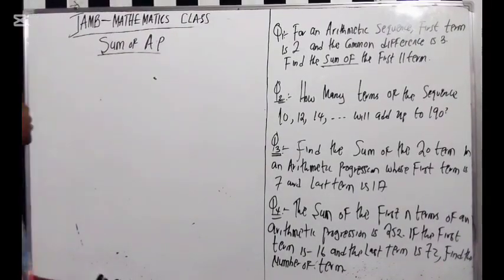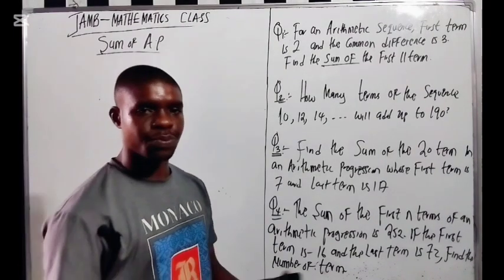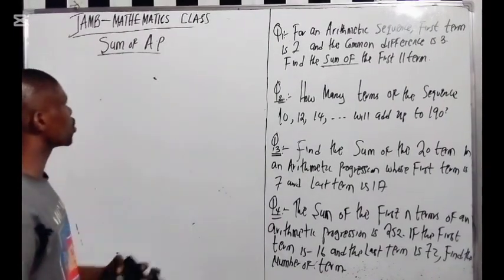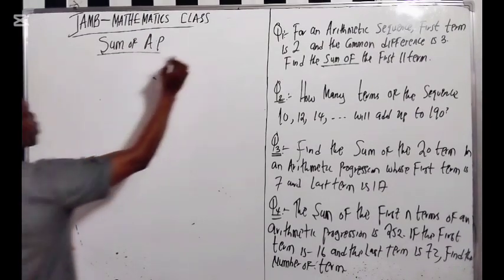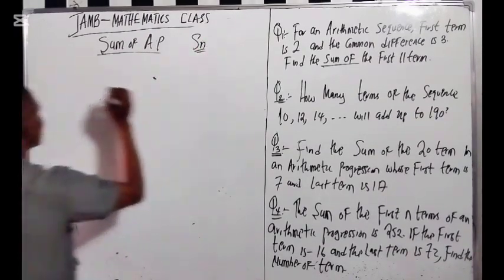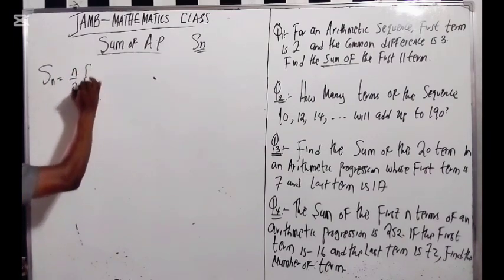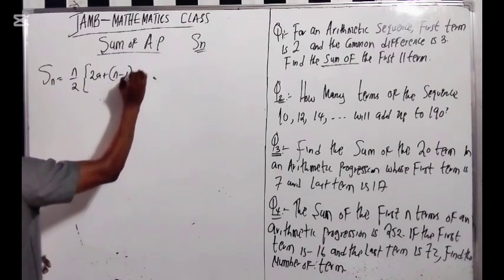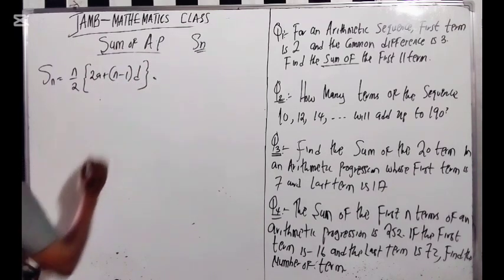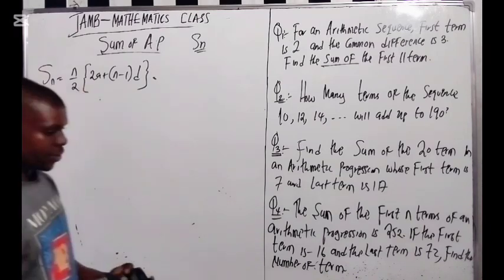So let's look at the sum of an AP. It's going to be the third video under AP, arithmetic progression. We have two formulas when it comes to the sum of an AP. The first one: Sn equals n over 2, times 2a plus (n minus 1)d. That's the formula for the sum of an AP.